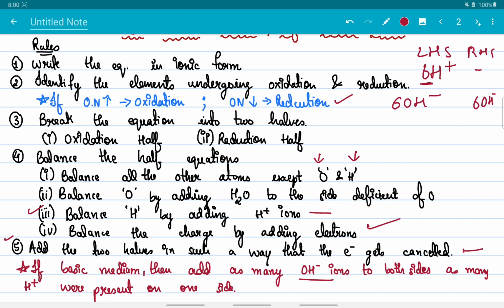Otherwise all the steps are the same for both acidic and basic medium. So these were the basic rules. Now I'll show you how to balance the equations by taking some examples.